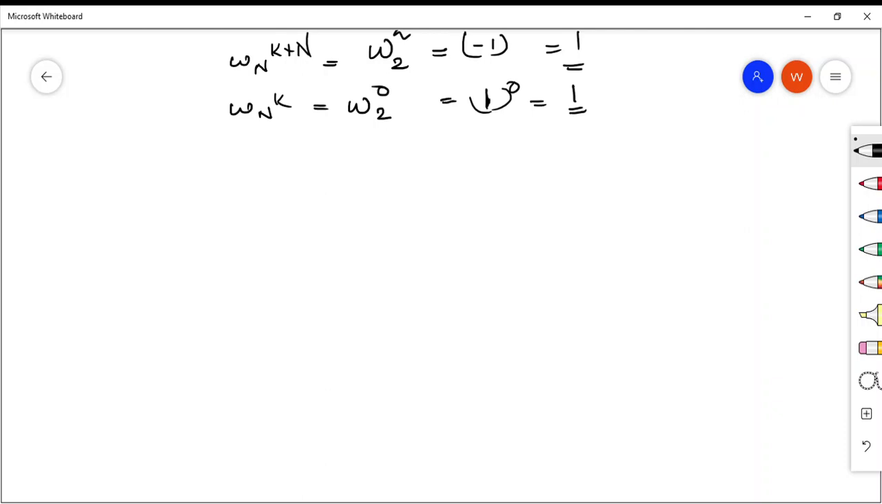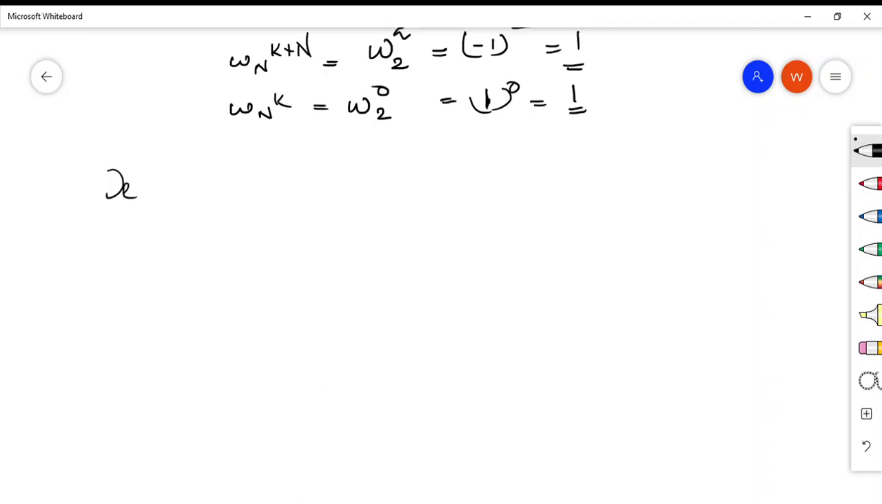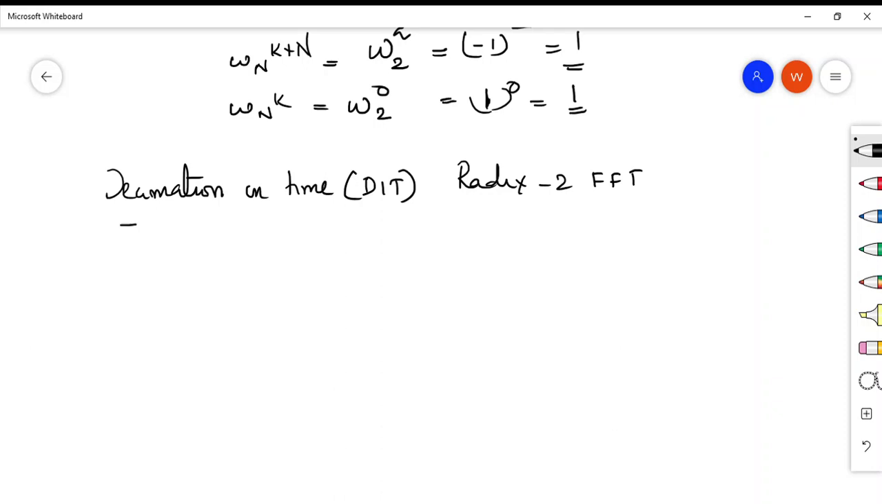Now we will see the first method. First method is decimation in time, that is DIT radix 2 FFT. Radix 2 means we are going to consider always N as a power of 2. So N as a power of 2 is known as radix 2 FFT. R is known as radix. So in decimation in time, the sequence x(n) will be decomposed and we will be finding the larger DFTs.